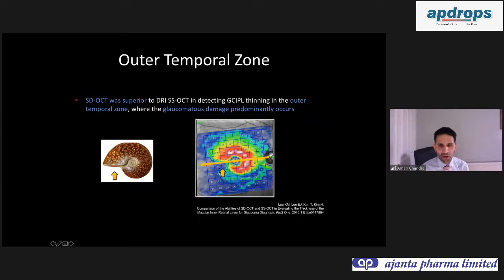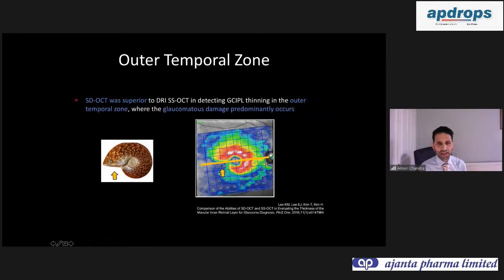The thinning of the inner retinal layers temporal to the fovea. So this is like a heat map. You can see this red is thick, and then it's becoming thinner here. This is the optic disc. This is the macula. It's becoming thinner temporal to the fovea, much like a shell.